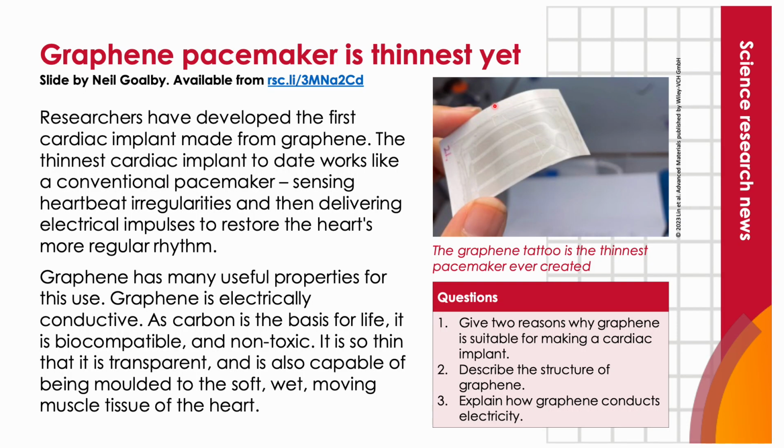This slide is just showing you some of the practical applications of these structures and the researchers who developed them. It says researchers have developed the first cardiac implant made from graphene. It works like a normal pacemaker, so it senses irregularities in the heartbeat and delivers an electrical impulse to make sure the heart beats on a more regular rhythm. So you can see this graphene tattoo. It's the thinnest pacemaker ever created. And obviously the structure of graphene makes it extremely suitable for this purpose.